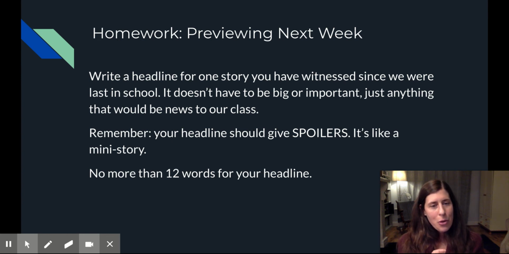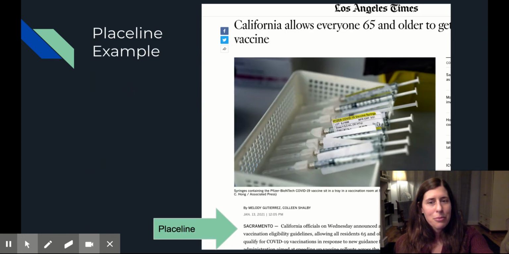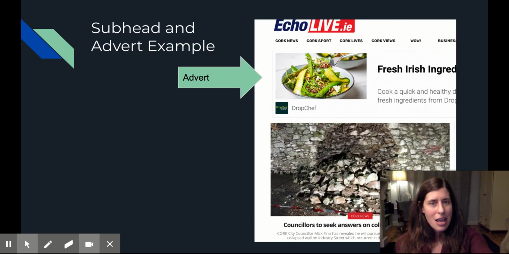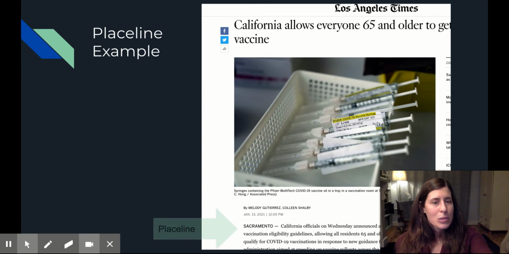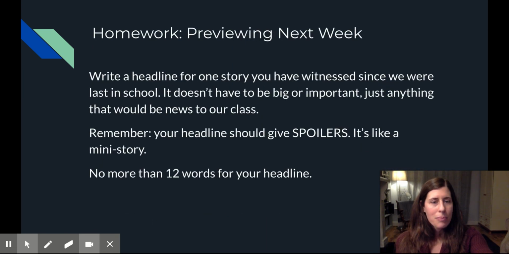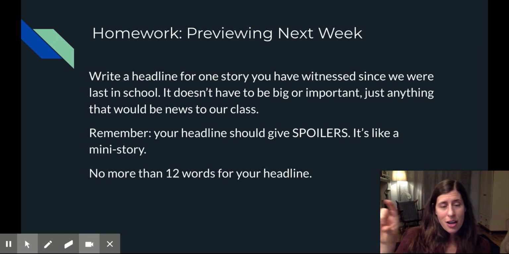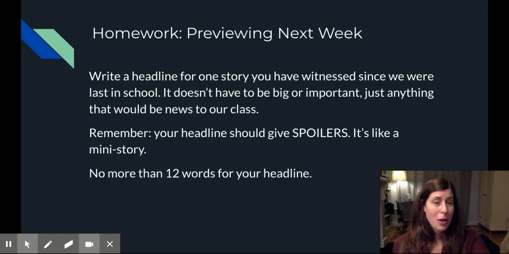And the one thing I want you to know about headlines, you probably figured this out from looking at some of our examples already, but headlines need to be like spoilers, right? Newspapers give lots of spoilers ahead of time because people don't always read a whole article. It's like a mini story, so the headline should be like a mini story. I think the longest headline that I gave you guys as an example had 12 words, that basketball story. So I want you guys to have no more than 12 words for your headline, all right? But still make sure you're telling the entire story.